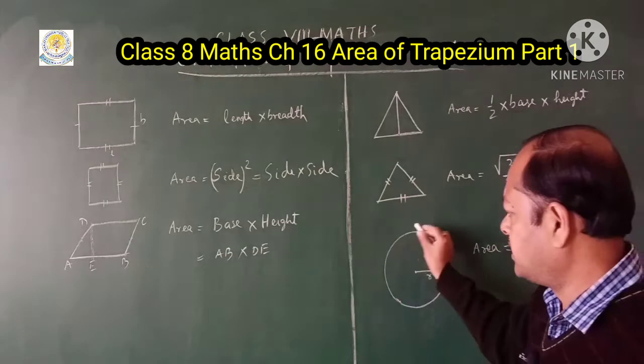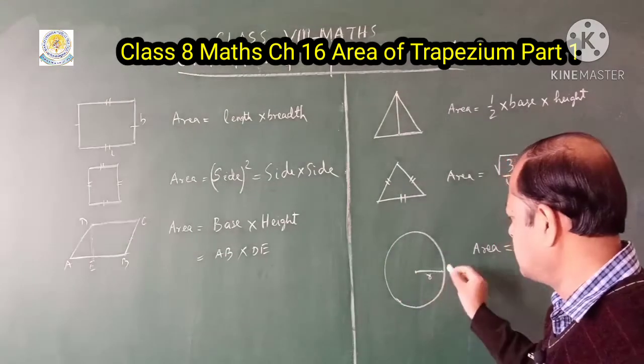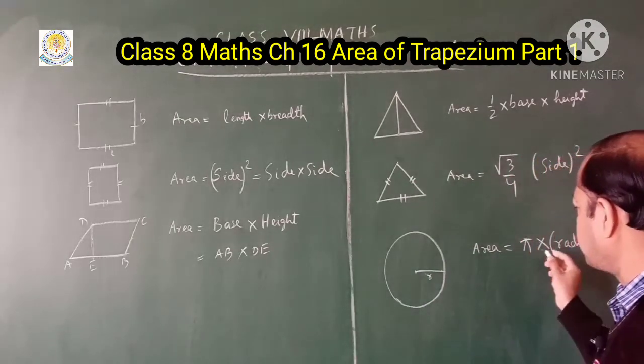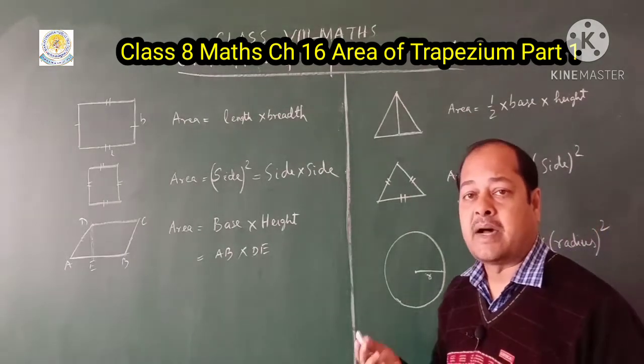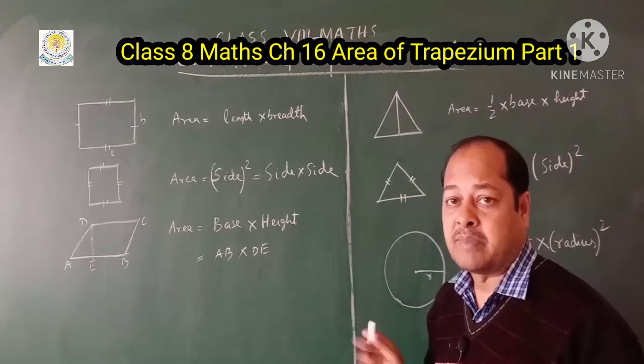The next plane figure is a circle, and in a circle this is the radius. What is the formula to find out the area? The formula is pi into radius square, otherwise known as pi r square. To find out the area of a circle, the formula is pi r square.